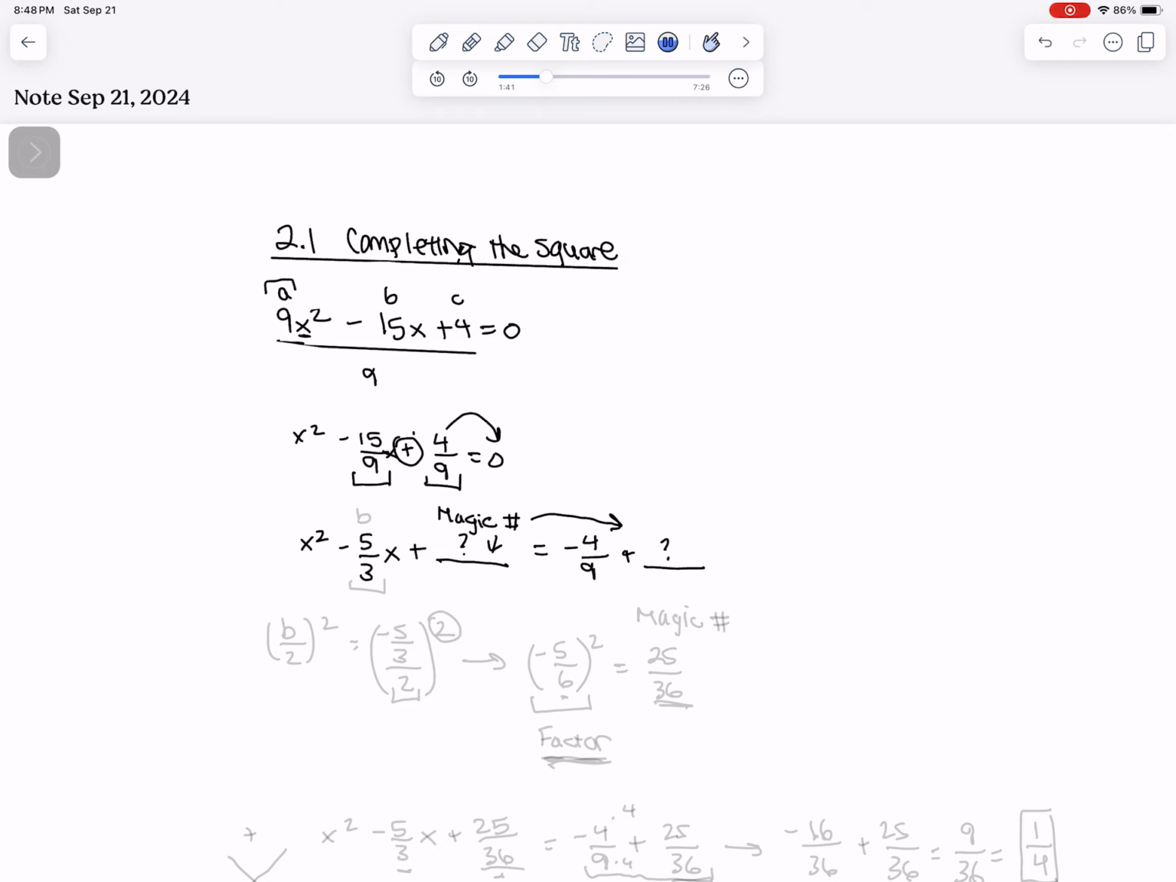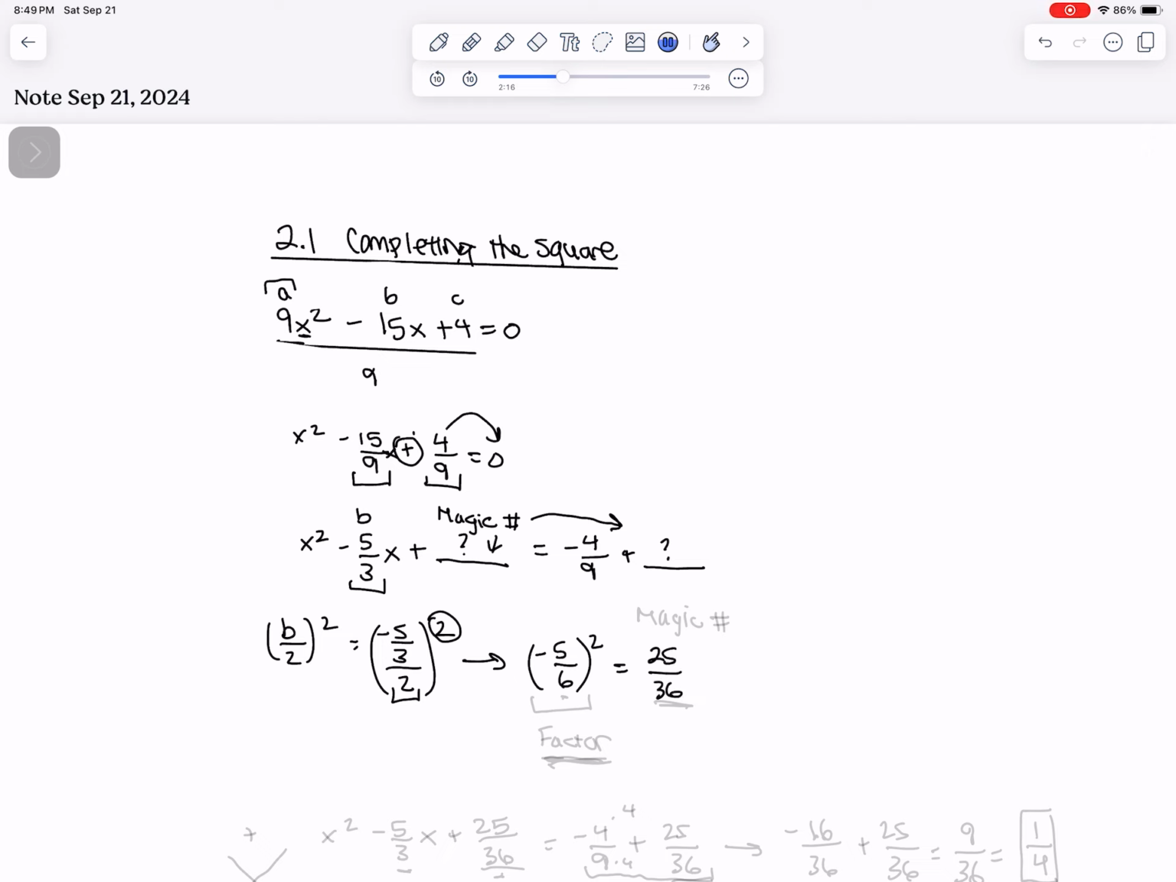So the next thing I need to do is use something called b over 2 squared to find my magic number. So I take my b variable, so this is b again, and I do negative 5 over 3, divide by 2, and then I square it. But know that you always need to divide first before you do the square. So when I divide, I get negative 5 over 6. And then when I square that, I get 25 over 36.